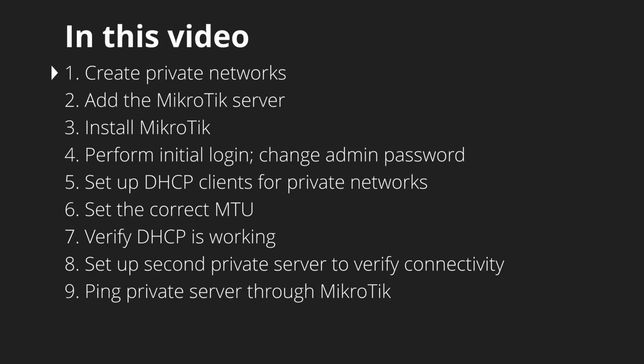Here is an overview of what we are going to do in this video. First, we're going to create the private networks. Then we're going to add the MikroTik server and install MikroTik. After that's done, we'll perform the initial login and change the admin password, set up DHCP clients for our private networks, set the correct MTU, verify that DHCP is working, and then finally, we'll set up a second private server to verify connectivity and ping the private server through MikroTik.